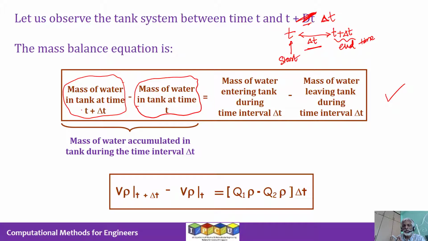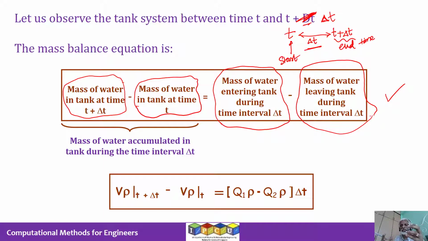Now, we will also say, in this time interval delta t, how much water came into the system. So this is the input term: how much water came into the tank via the input stream during this time interval delta t. And then we subtract the mass of water that has left the system during the time interval delta t. So during this time duration, some water has come into the system, some water has left the system. That is what these two terms stand for.